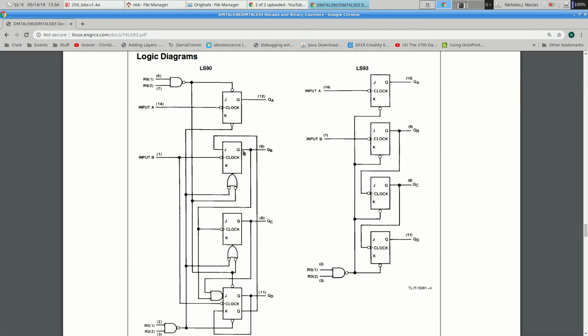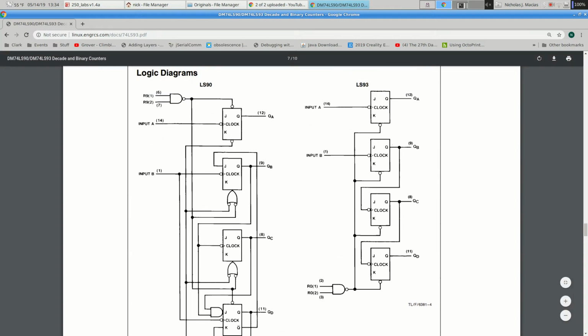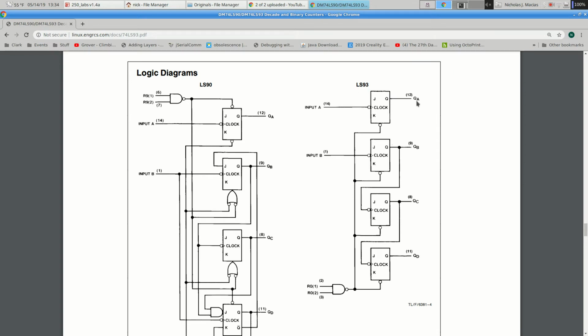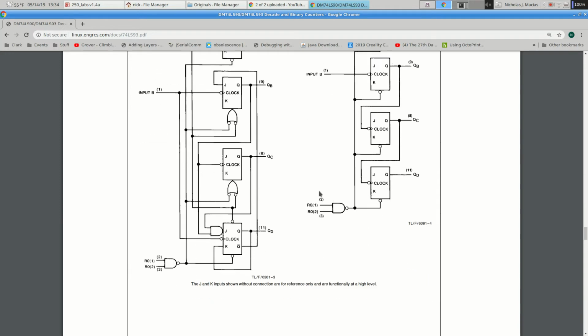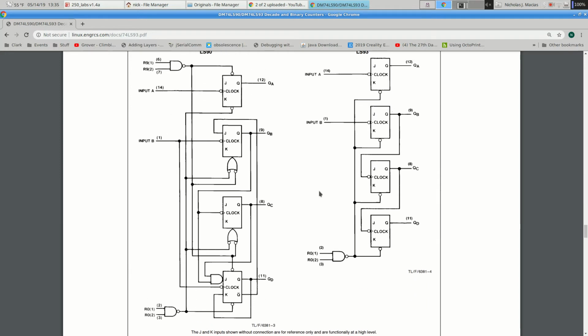If you're making a 4-bit counter, this is what you need to do. You need to feed your input into pin 14, and you need to take your output QA and connect that to input B, which gives you output QB, QC, QD, and so on. Okay, so here's how I'm going to suggest you use this. Ignore input A, ignore QA, because this can function as a 4-bit counter, but you only need 3 bits.